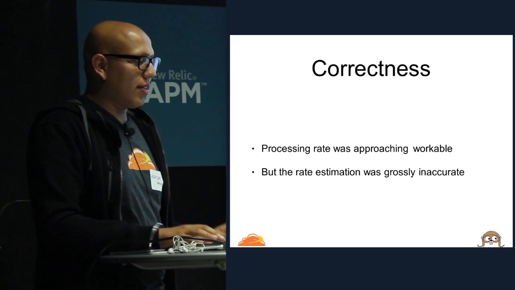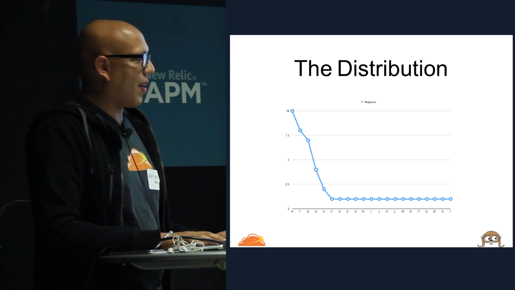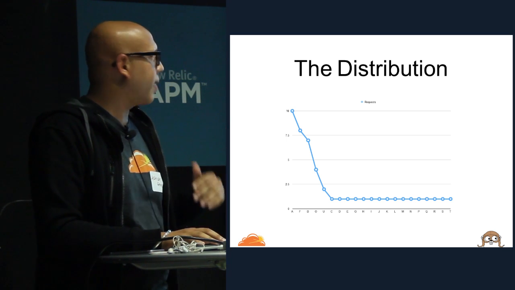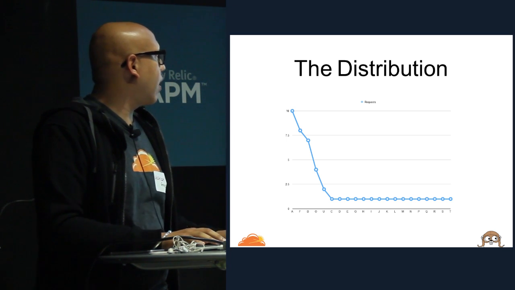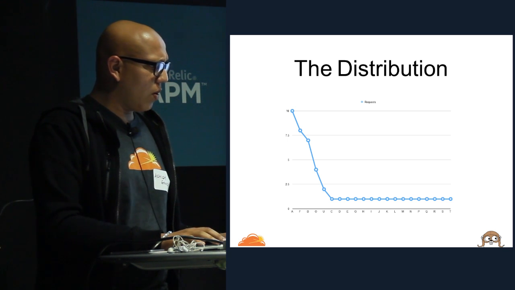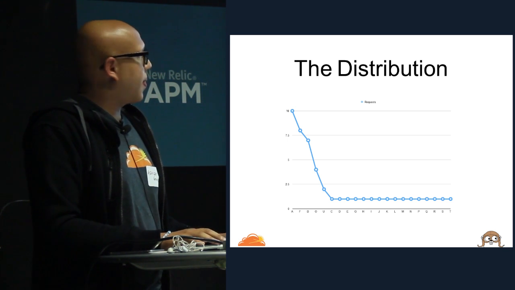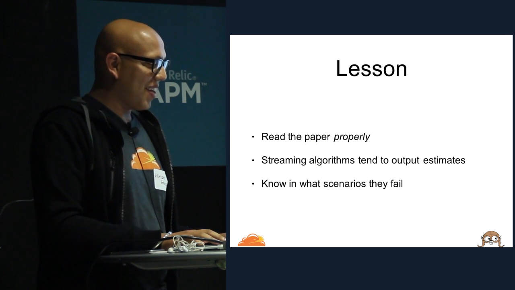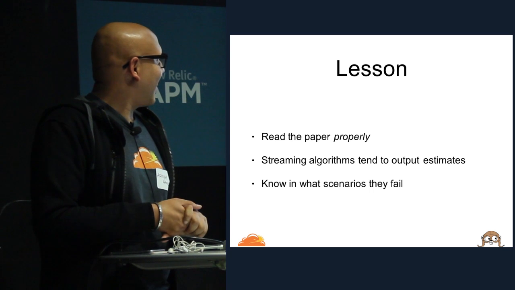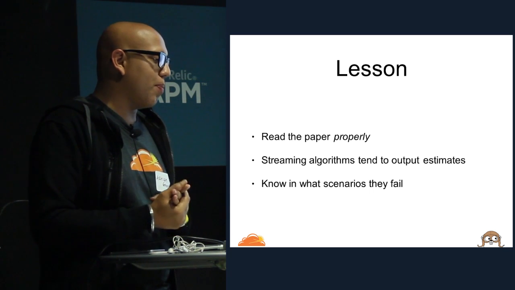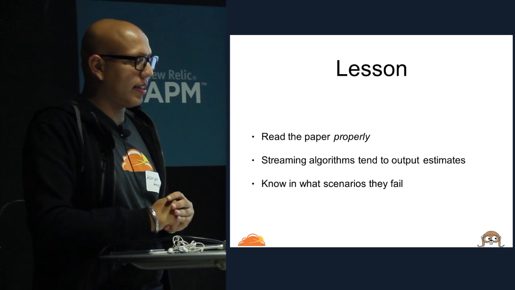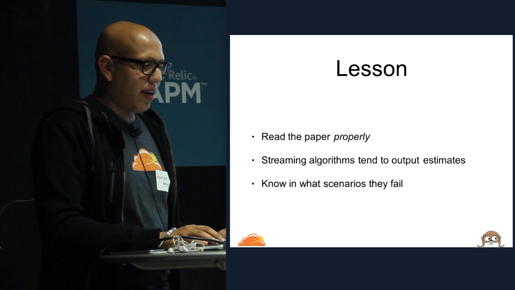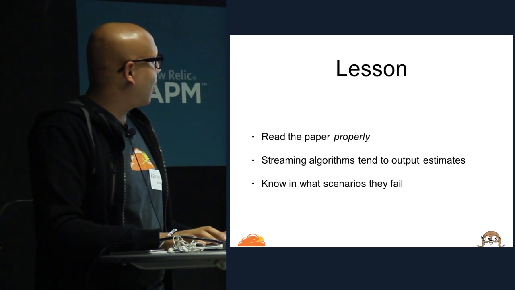So why was that? Again, this is not the production distribution, but the distribution looks like this. It's a long tail. There are a few heavy hitters, and most of them are not hitting much. I should have read the paper properly. That's one lesson I learned. Always read your papers properly. Turns out the streaming algorithm, like most streaming algorithms, was an estimate algorithm, and for our distribution, it just fails. So I went back to the drawing board.